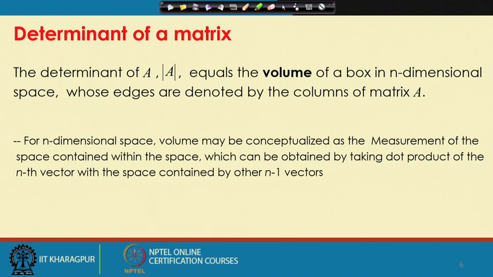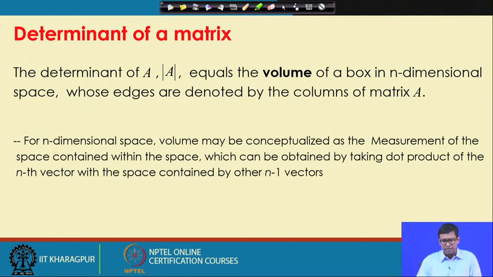So, in n dimensional space, this volume may be conceptualized as a measurement of space contained within the space which is obtained by taking the dot product. This space is contained by the n vectors, and is obtained by taking the dot product of the nth vector with the space contained by the other n minus 1 vectors. So, we build the volume based on the previous vectors only, take the dot product with the present vector, and move on.